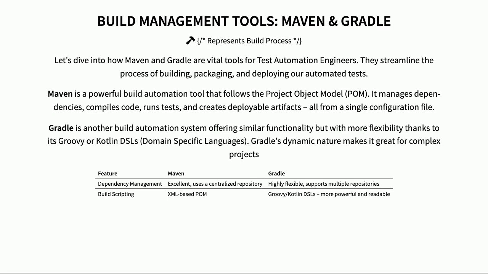Okay, so as a test automation engineer, you'll spend a lot of time ensuring your tests are built correctly. That's where tools like Maven and Gradle come in. Think of them as the master builders for your automation projects. Maven is really solid. It uses something called the POM, which is essentially one file that tells everything how to be built. It handles dependencies, compiles your code, runs your tests, and packages everything up into ready-to-go artifacts.